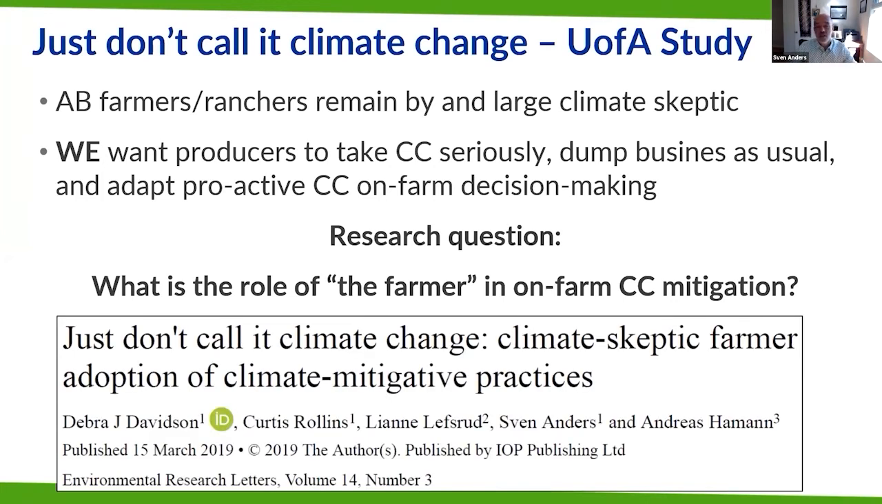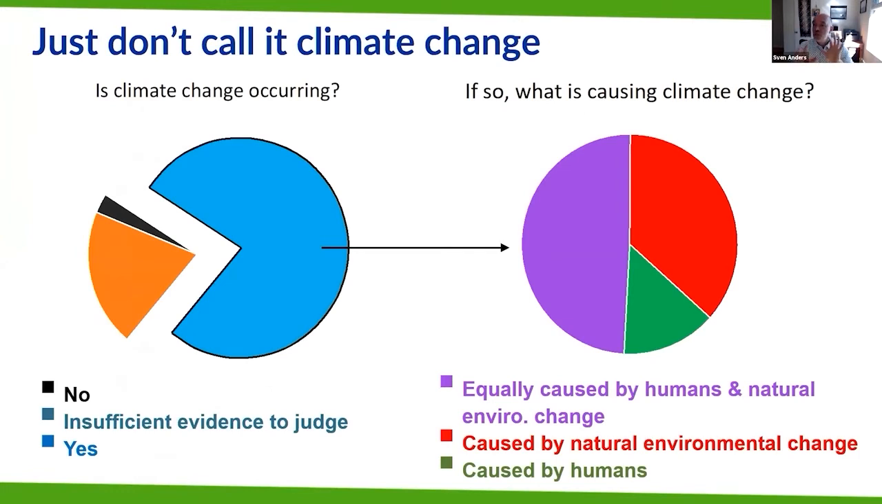So here's the study, Don't Call It Climate Change, Climate Skeptic Farmers' Adoption of Climate Mitigative Practices, sort of was the title of this published study. And I'm just going to present you with some snippets of results, and then I want to conclude with some outcome. When we ask farmers if climate change is occurring, the vast majority on the left-hand side you see said, yes, climate change is there, heard about it, not a problem.